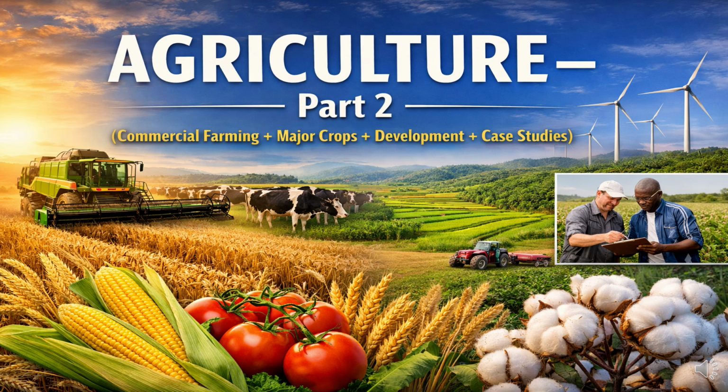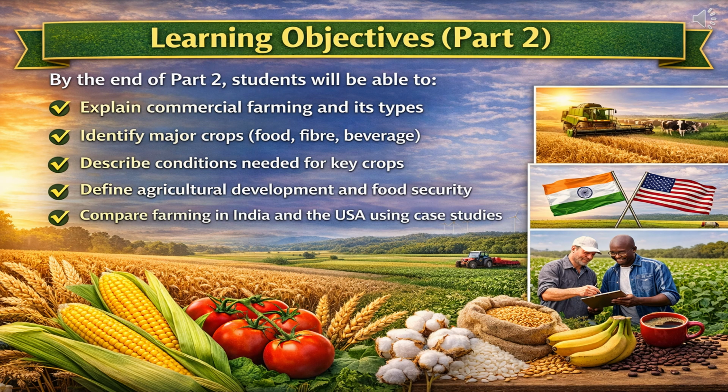In part 1, we learned about farming types like subsistence farming and shifting cultivation. Now in part 2, we are going to explore the more advanced side of agriculture, like commercial farming, major crops, agricultural development, food security, and some very interesting case studies from India and the USA. So let's begin. Before we start, let's see what we will learn in this part.